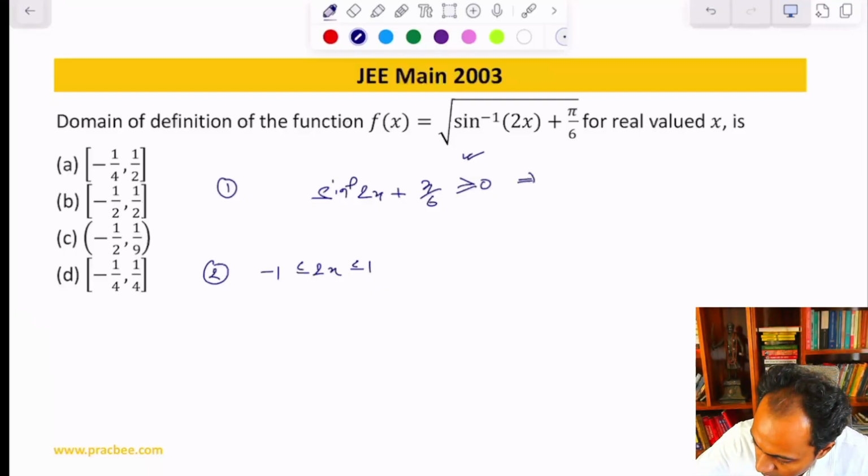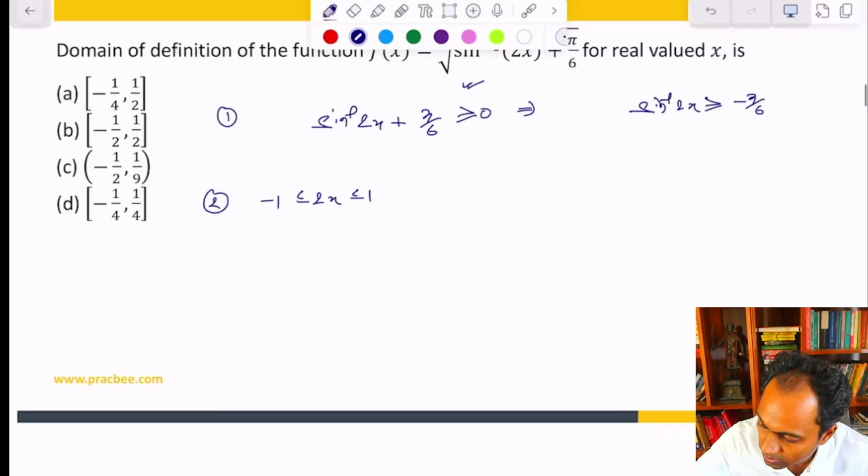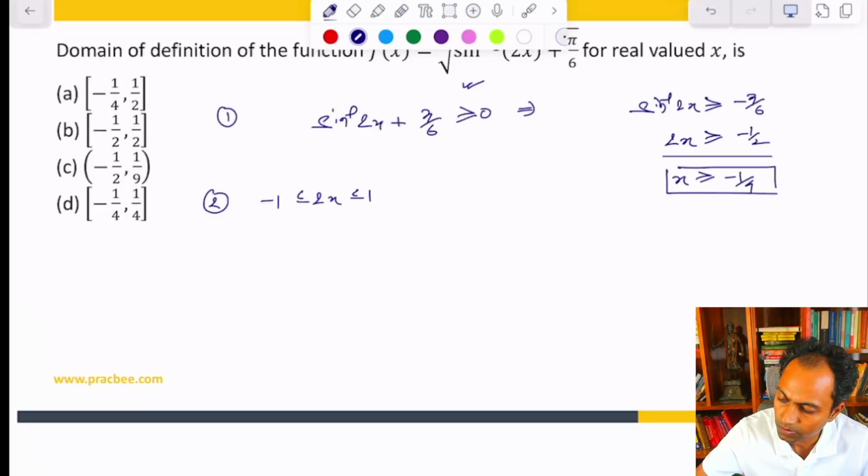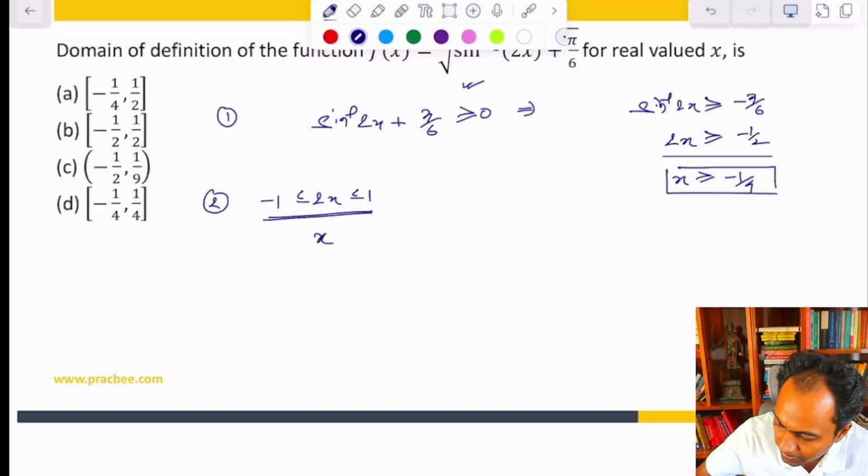Now if I solve the first one, let us see what I get. Sine inverse of 2x is greater than or equal to -π/6. So correspondingly, the value of 2x would be greater than or equal to -1/2. So x becomes greater than or equal to -1/4. This is what we are getting from here. But again, there is this restriction also that would cap x between -1/2 and 1/2.